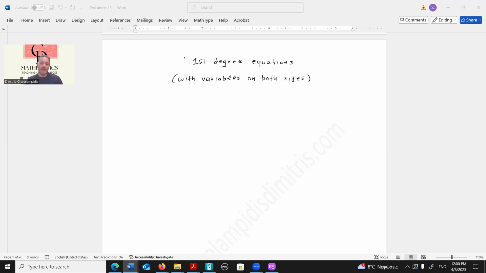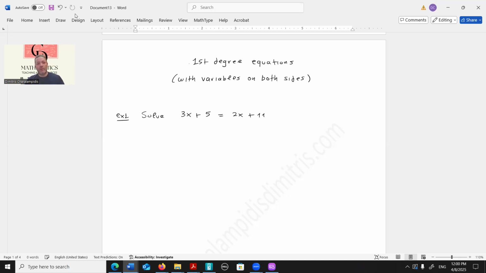Today we will work through some first-degree equations, and more precisely, those cases in which we have variables on both sides of the equation. Let's quickly begin with the first example. Solve 3x plus 5 equals 2x plus 11.